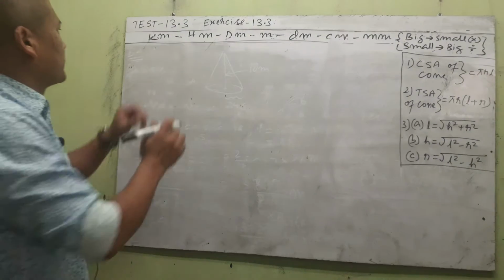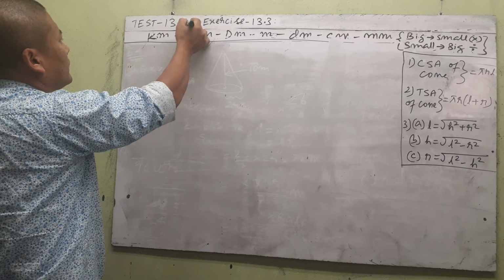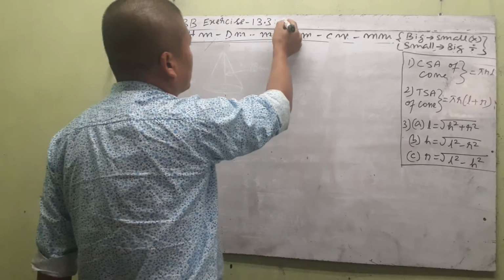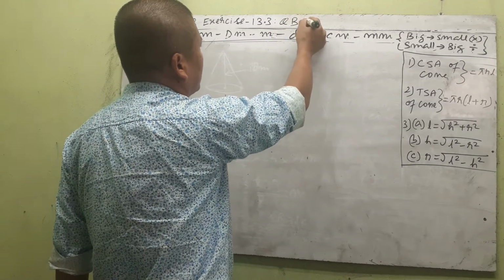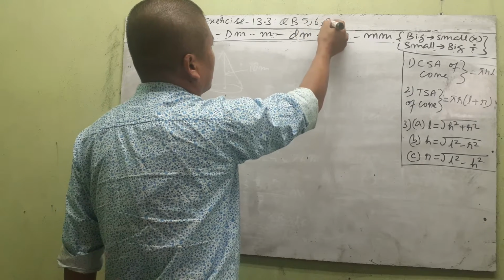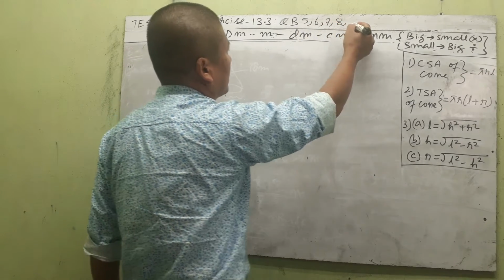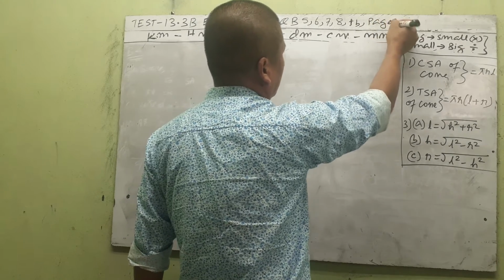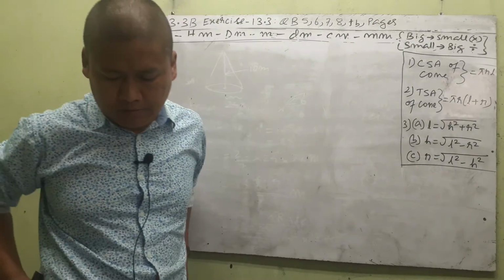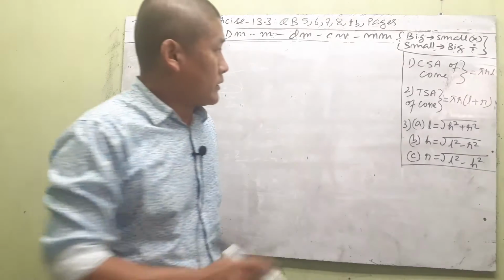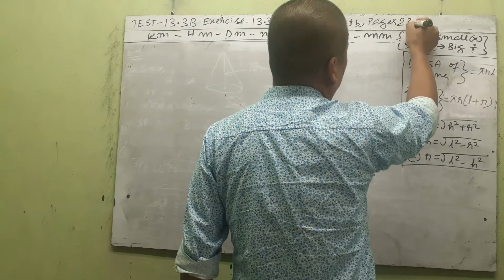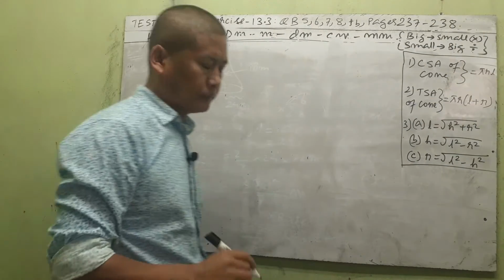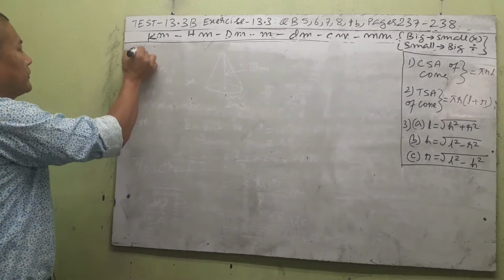Okay, so the next test portion, exercise 13.3, test 13.3B. This will include questions B5, 6, 7, and 8. Okay. Textbook pages 237 to 238. So 237 to 238. Let's start with B5.